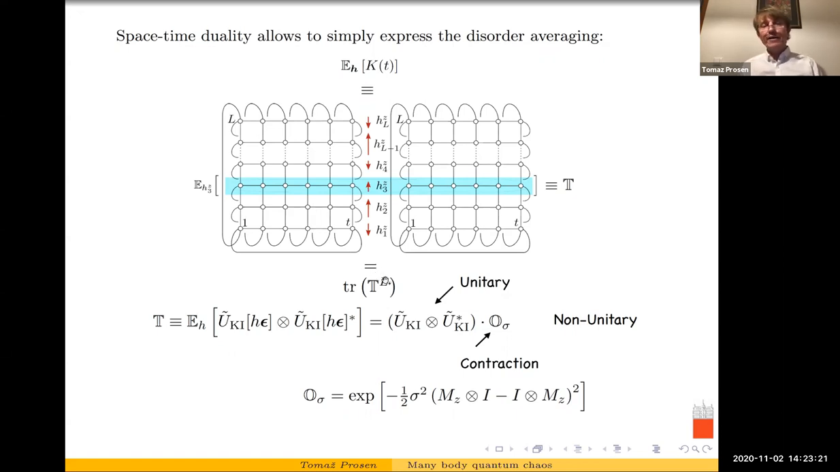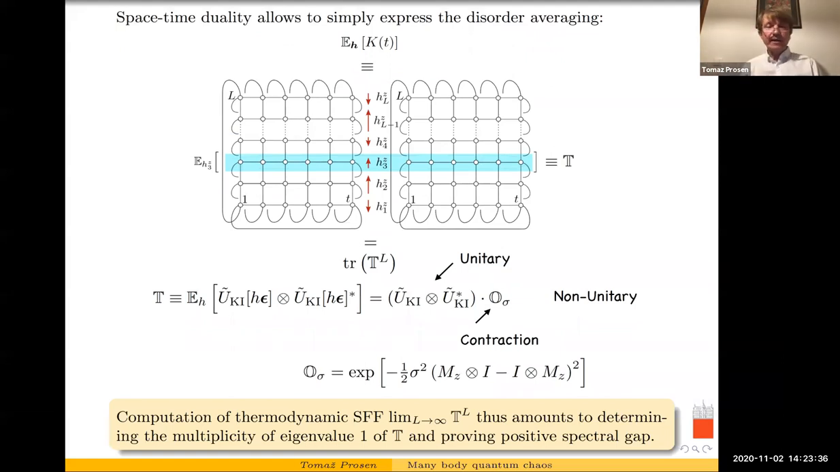So what you have to do in the thermodynamic limit is just count how many eigenvalue-one eigenvectors this transfer matrix has. You have to count the multiplicity of eigenvalue one of this so-constructed transfer matrix. And so the point of the game is to engineer a computational scheme in which you determine the multiplicity of eigenvalue one of this transfer matrix. Moreover, you also have to prove that there is a gap to the rest of the spectrum, that there is a spectral gap.